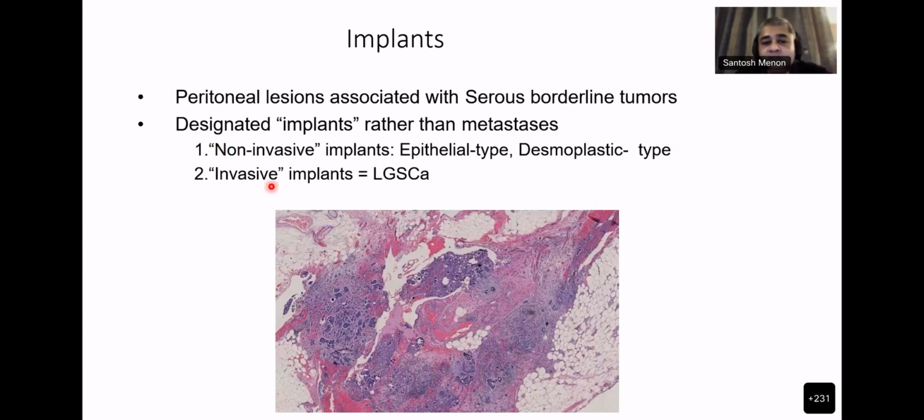Once you have an invasive implant in the omentum and the peritoneum, then we are going to label the patient as a low-grade serous carcinoma. You understand? So even if the ovarian tumor is a very borderline tumor, if the implants in the omentum are destroying the underlying structures and look invasive, they should be labeled as a low-grade serous carcinoma.